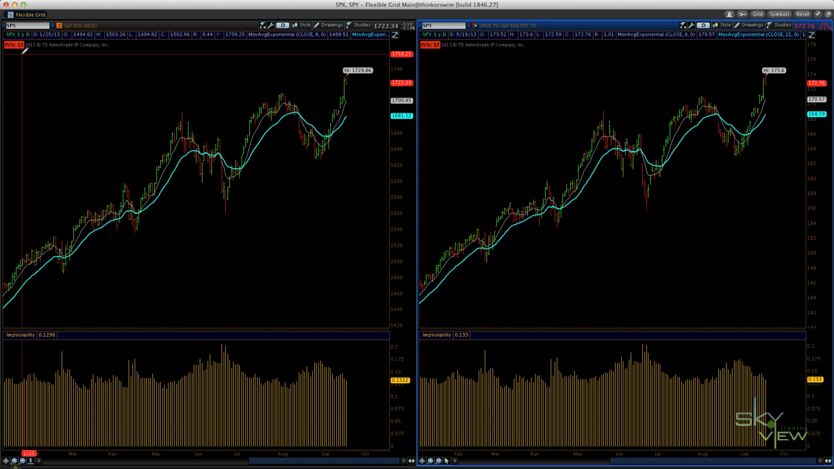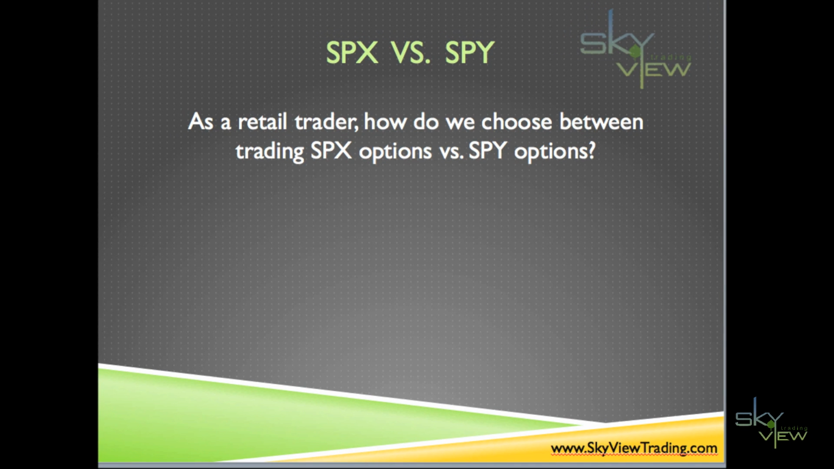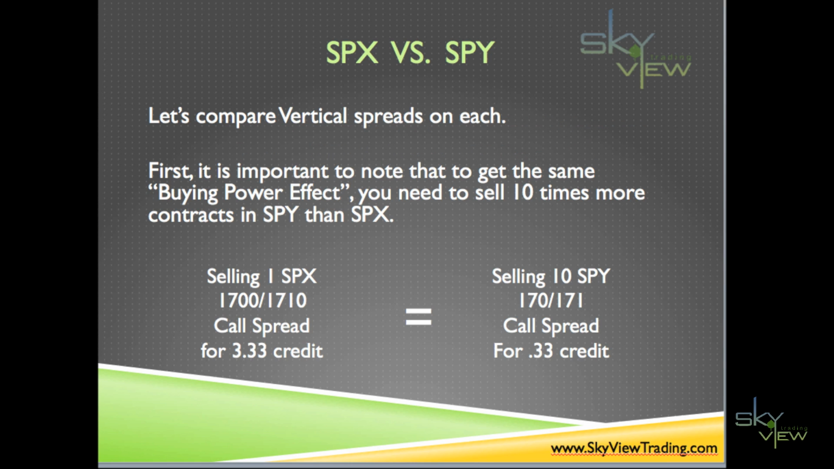Today I wanted to compare the SPY versus the SPX. The SPX is the S&P 500 index and SPY is the S&P 500 ETF. So as a retail trader, how do we choose between trading SPX options versus SPY options? Let's compare vertical credit spreads on each product.